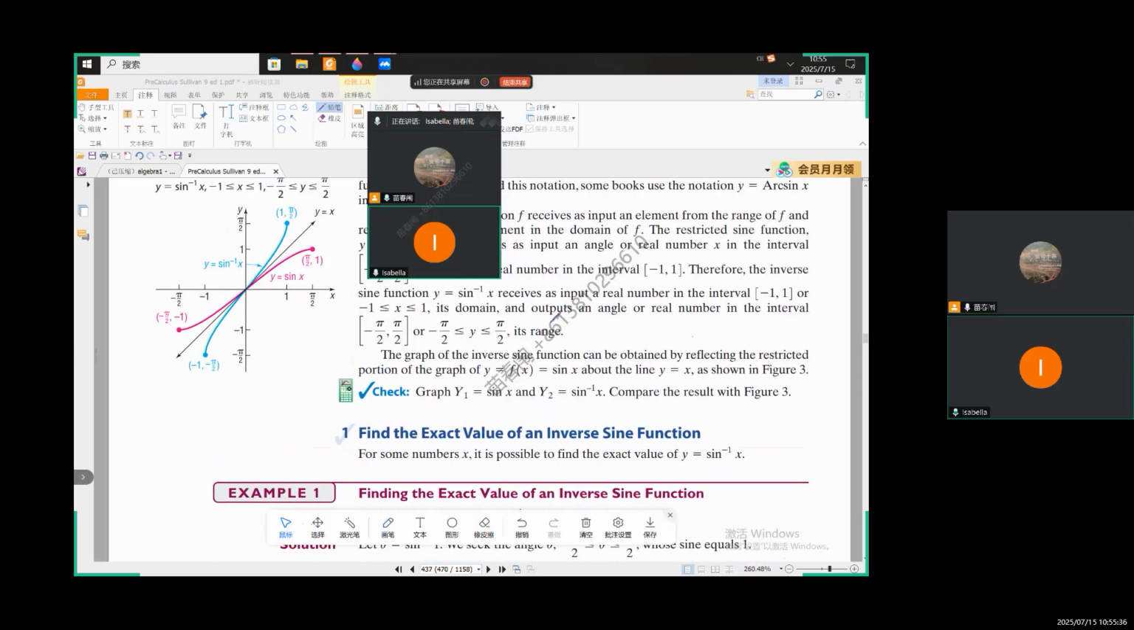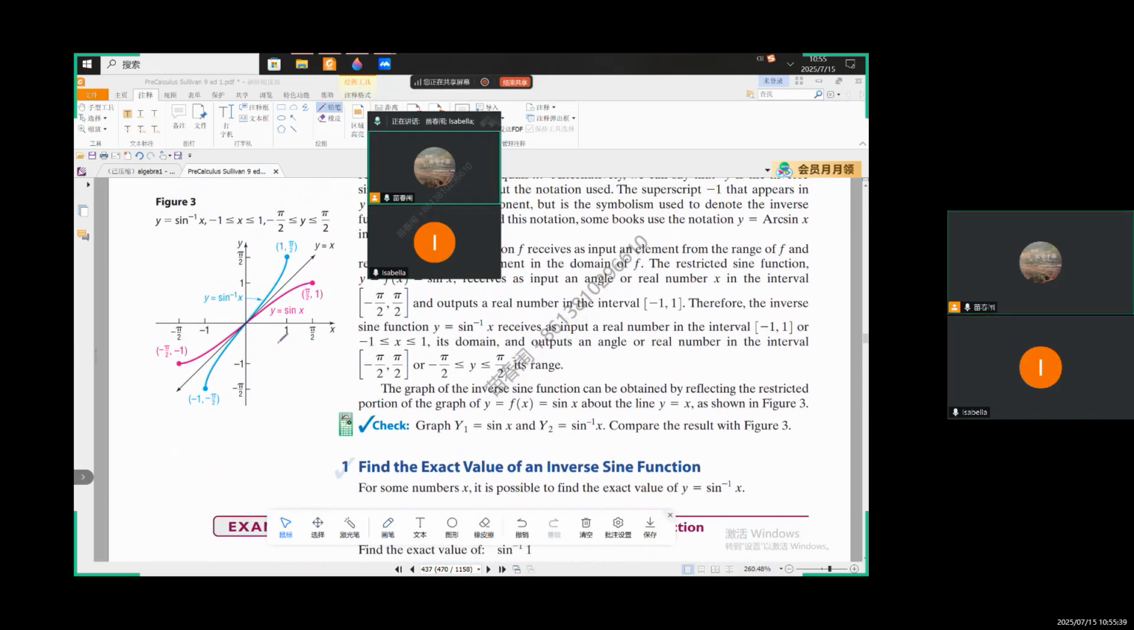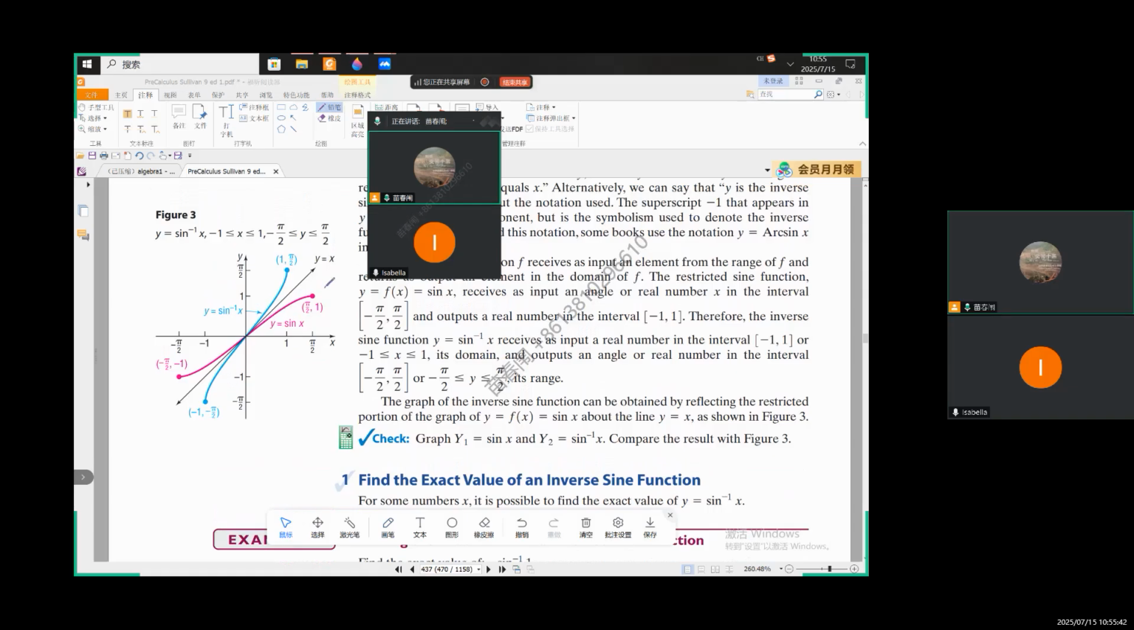So this is the sine, right? This is part of the sine, and this is the inverse function of sine. So you graph it by finding the symmetry about y equals x. It's not the reciprocal. It's the inverse function, symmetrical about y equals x.